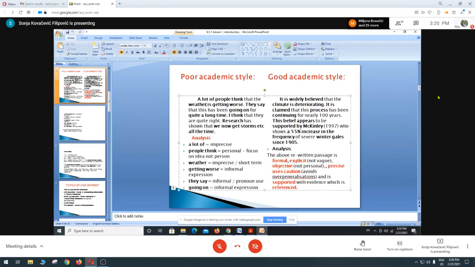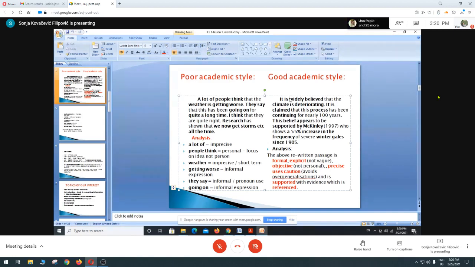So instead of saying "a lot of people think that the weather is getting worse," we might say "it is widely believed that the climate is deteriorating," okay? Deteriorating is a formal expression meaning the same as getting worse. Climate is more specific than the weather, okay? And the passive is more formal than the active way of expressing ourselves by using "a lot of people think." Now, again, when we know who says it, then it's better to use the active.